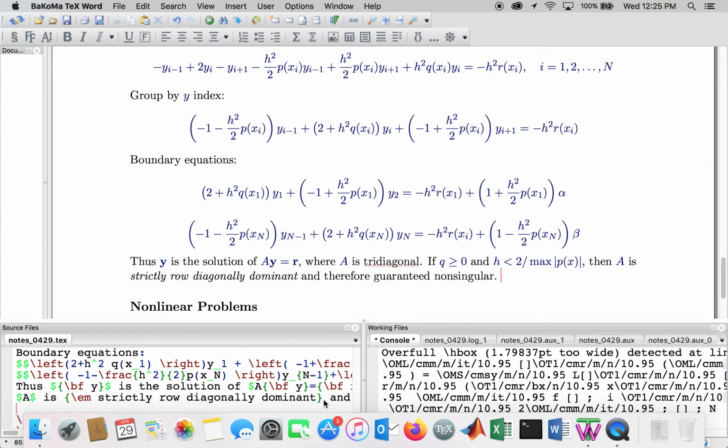It would be nice if we could say that A was positive definite, but we don't even have A being symmetric, let alone positive definite. But we would like to have some criteria for a solution of a system at least existing, having some sort of guarantee that A is an invertible matrix. So if the boundary value problem is well posed in the first place, and h is chosen sufficiently small, then yes, this system can be solved.